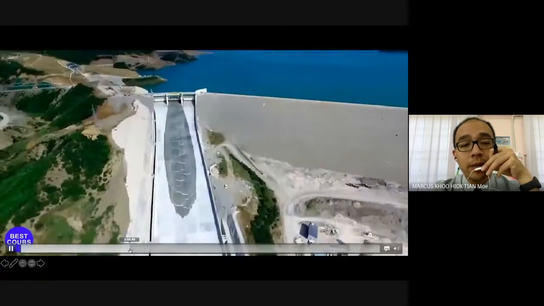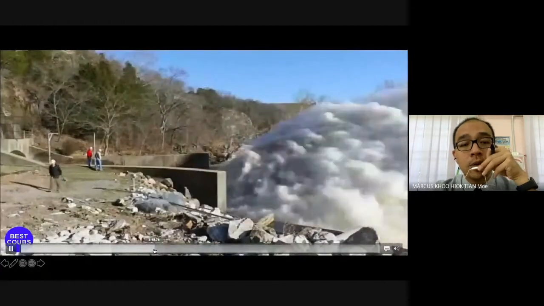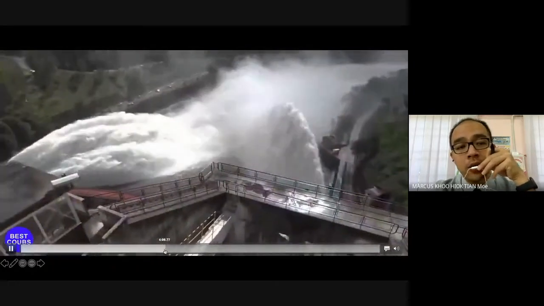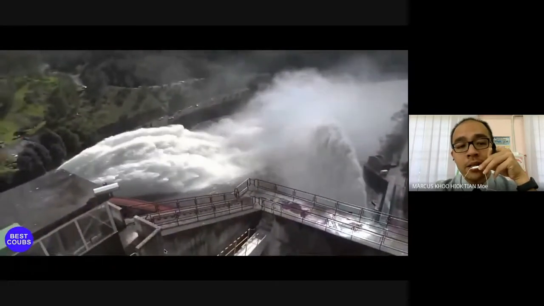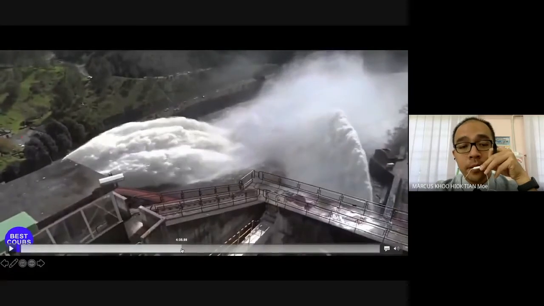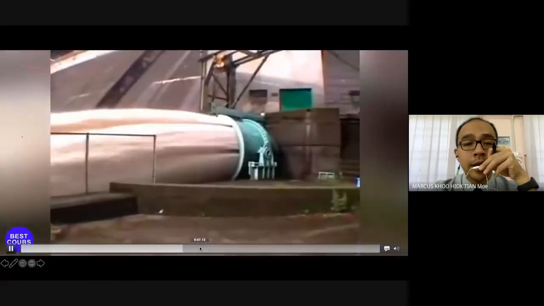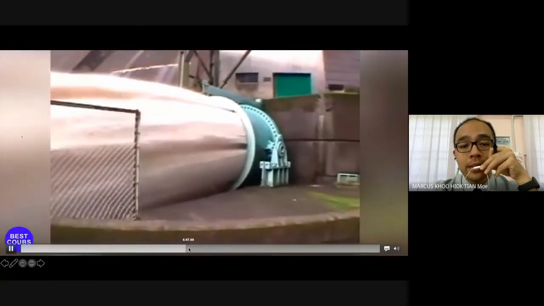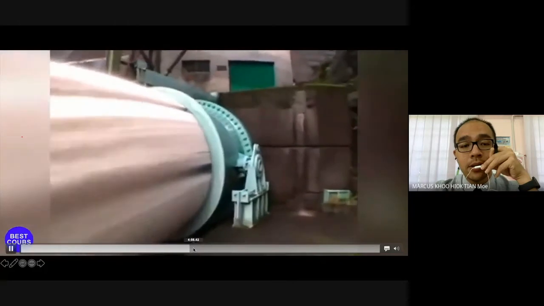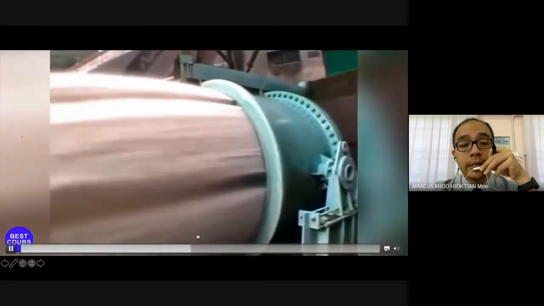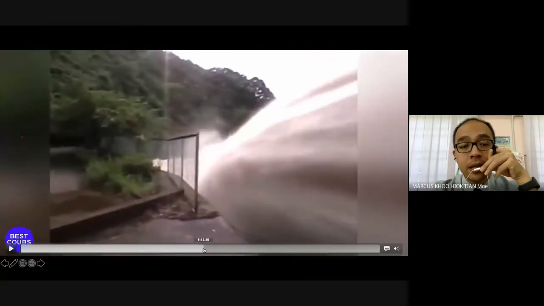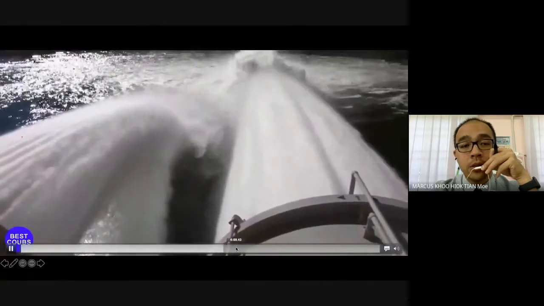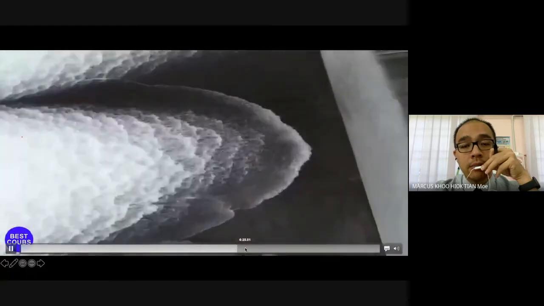Sorry, skipping. This is another one. Water is coming out very fast, also for some reason. Here's another one, water is also coming out very fast. Another one, and another one. Look at how high the dam is. Why is it that the water is coming out very fast? That is the question we want to talk about today.